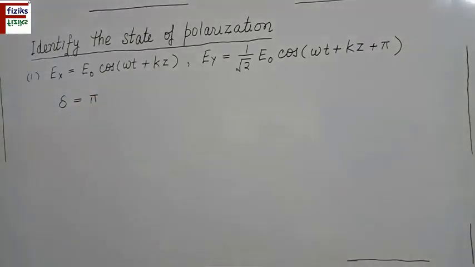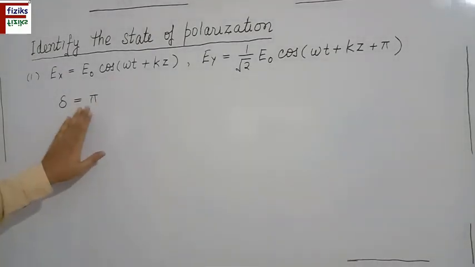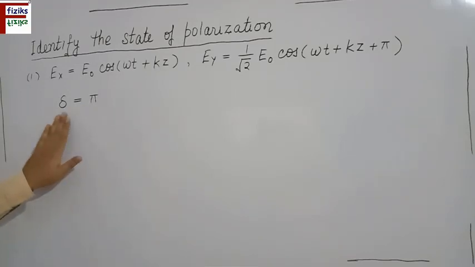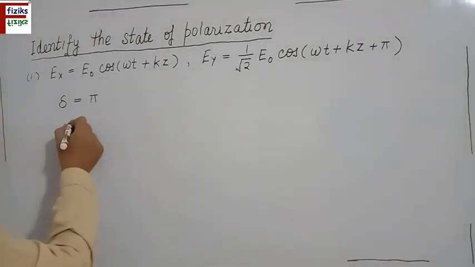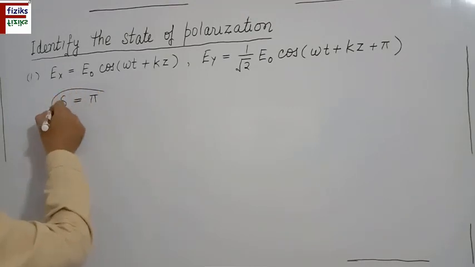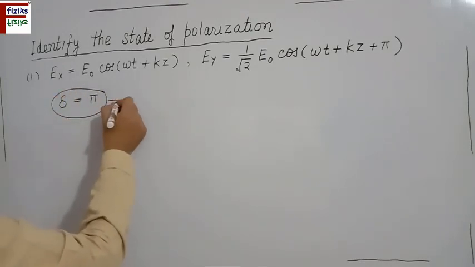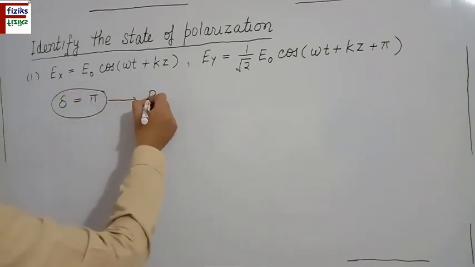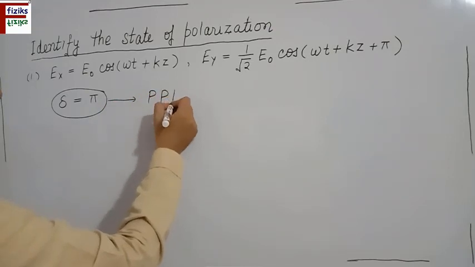So in the Ex and Ey components of the given example, the phase difference delta between the X and Y components is equal to pi. And if the phase difference is 0, pi, 2 pi, 3 pi, 4 pi like this, then the given light will be plane polarized light. So delta equal to pi states that the given light is plane polarized light.